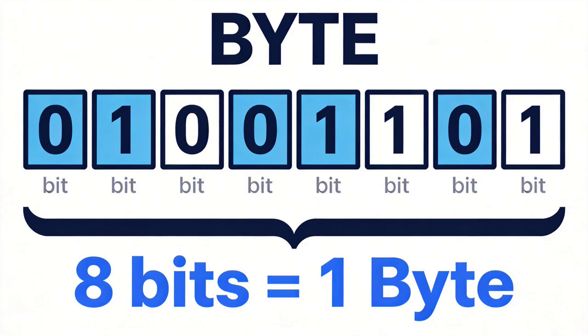As we scale up, 1,000 bytes is roughly a kilobyte. 1,000,000 bytes is a megabyte. 1,000,000,000 bytes is a gigabyte. And 1,000,000,000,000 bytes, that's a terabyte, the kind of storage you see on modern hard drives.